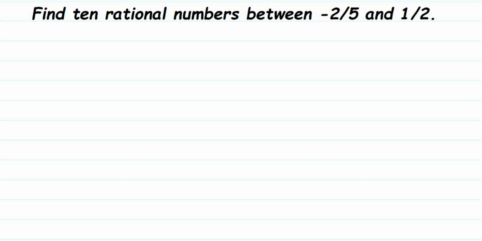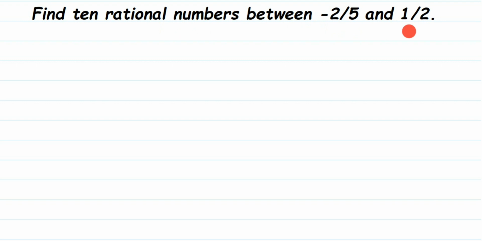Hey everyone, here's a question on rational numbers. The question is, find 10 rational numbers between minus 2 by 5 and 1 by 2. So this is a very important type of question: how to find the rational numbers between two given rational numbers. Now the first step is you have to make sure that the denominators are the same for both rational numbers.